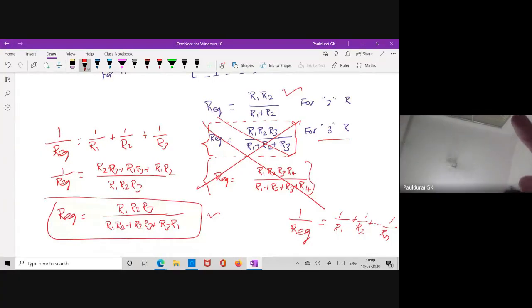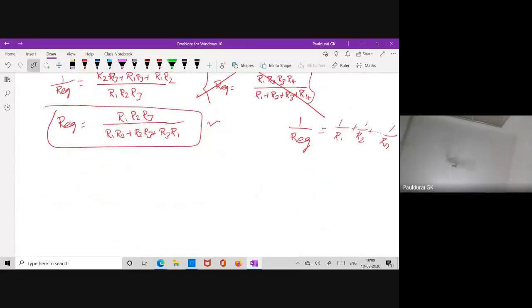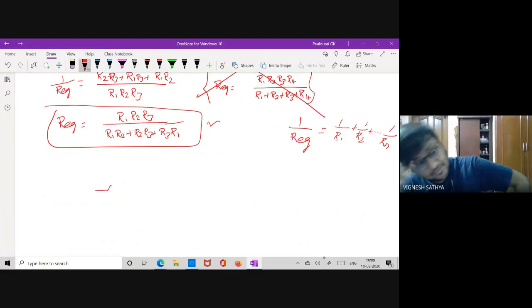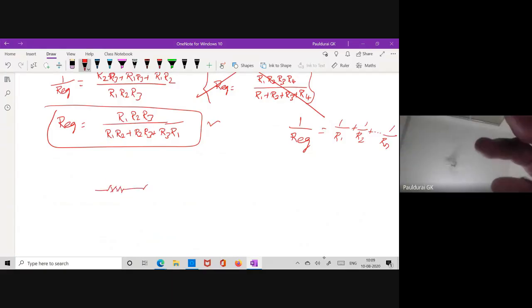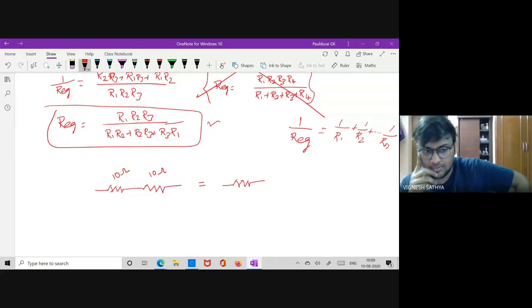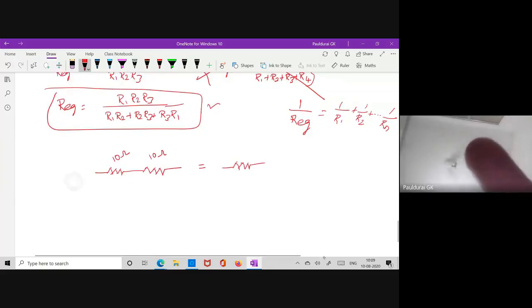One interesting question for you people. My final question. Only 2 minutes. Suppose, what is the equivalent resistance? Take this. Okay, I am going to take two equal resistors, namely 10 ohm, 10 ohm. So what is the equivalent resistance? Anyone? 20. Both are connected in series, so is it 20?